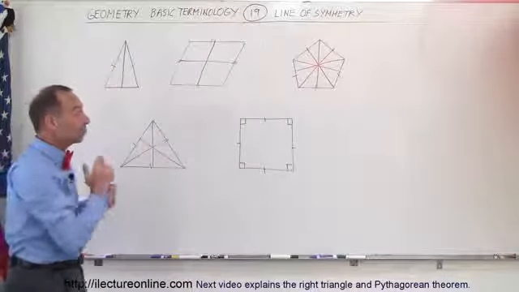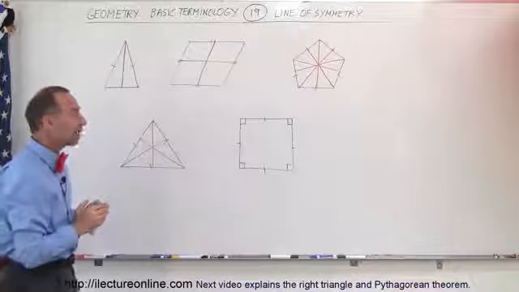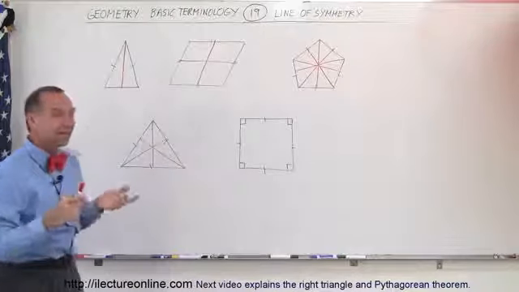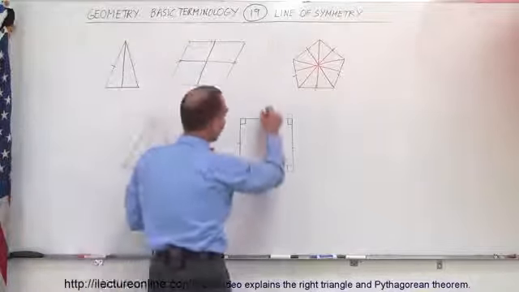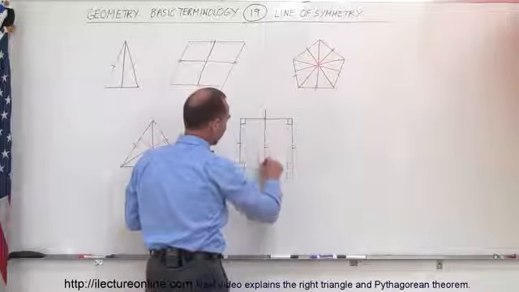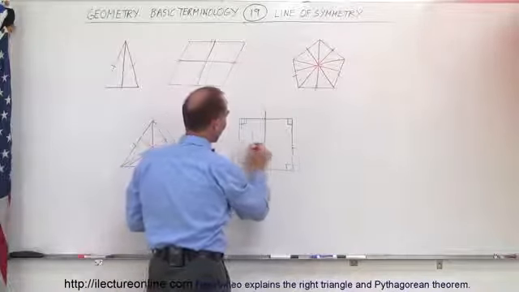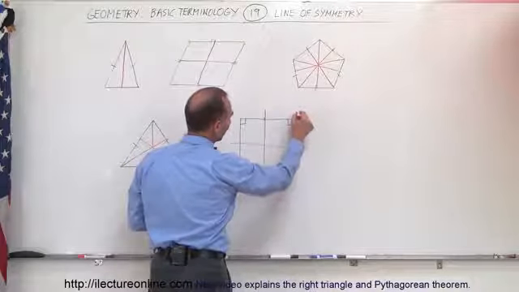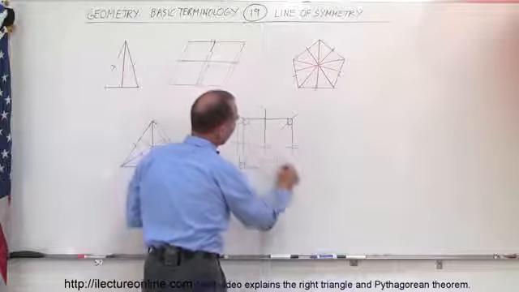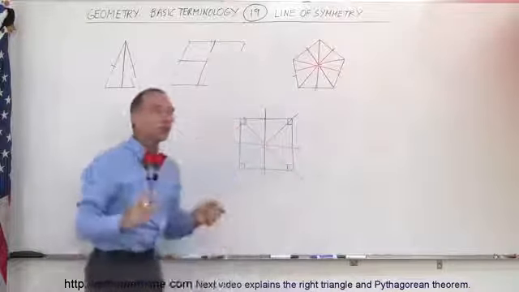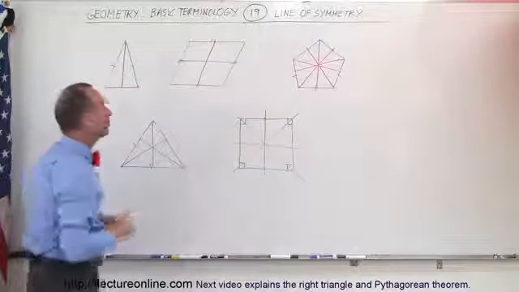Now what about a square? It has 4 equal sides and 4 corners. So how many lines of symmetry do you think we can draw? Well, it turns out we can draw a line straight across this way. We can draw a line straight across this way. We can also draw a line straight across this way. And we can draw a line straight across this way. In each case, we divided the square in 2 exactly equal size shapes.